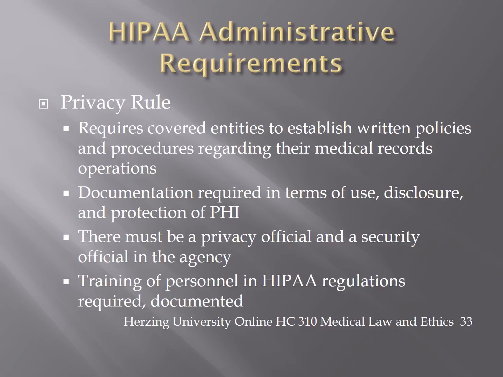HIPAA administrative requirements. The privacy rule. The privacy rule under HIPAA requires covered entities to establish written policies and procedures regarding their medical records operations. Within the entity, there must be a privacy official and a security official. Training of personnel in HIPAA regulations is required and must be documented. Documentation is required in terms of use, disclosure, and protection of the PHI.